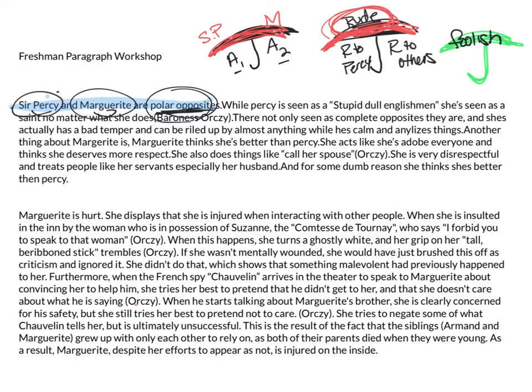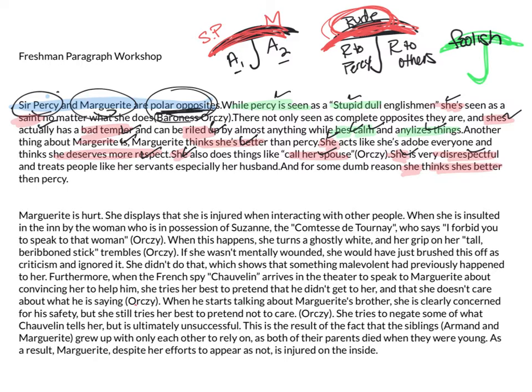And if you look at the body paragraph, that is actually what I have in the paragraph. So I'm kind of bouncing back and forth. You know, Percy is stupid, but Marguerite is a saint. But then Marguerite has a bad temper and gets riled. Percy is calm and analyzes. Marguerite thinks she's better. She acts like she deserves more respect. She likes to call her spouse names. She is disrespectful. So I don't have one umbrella.